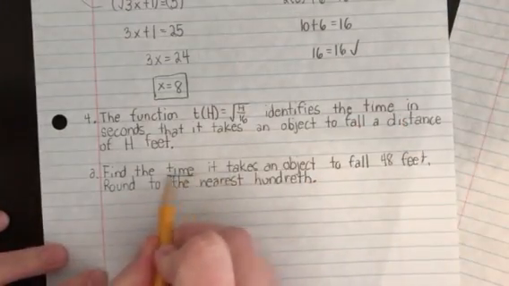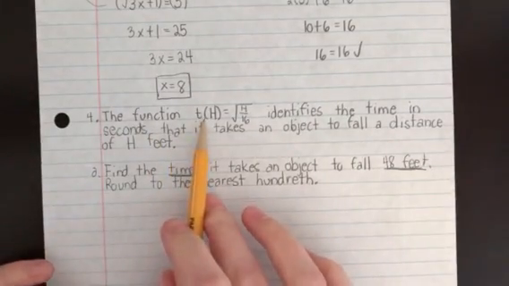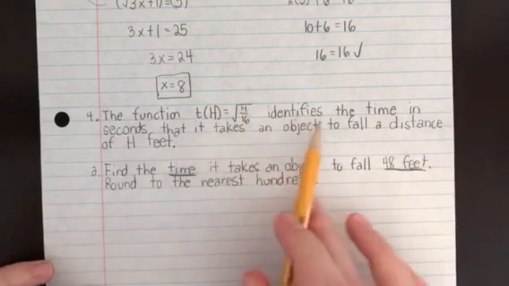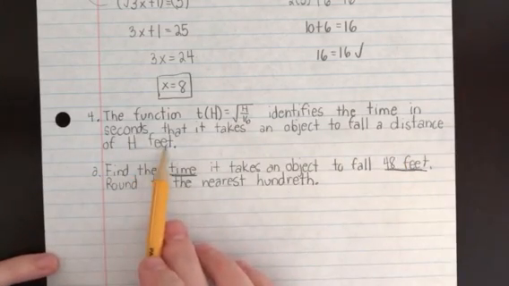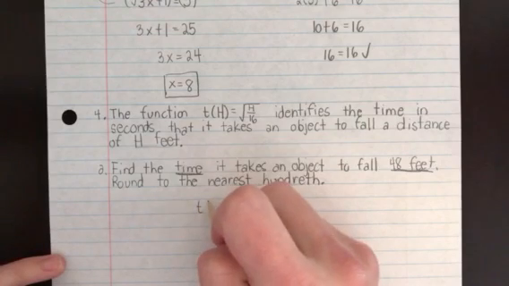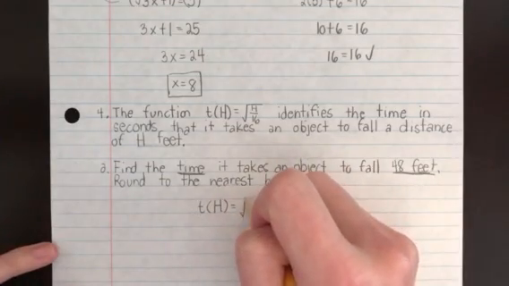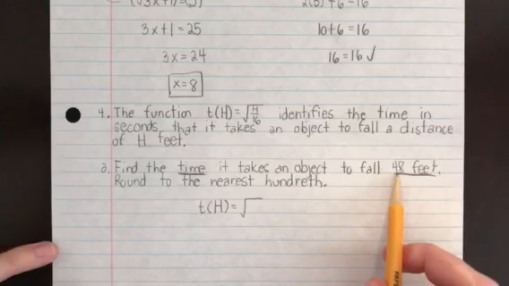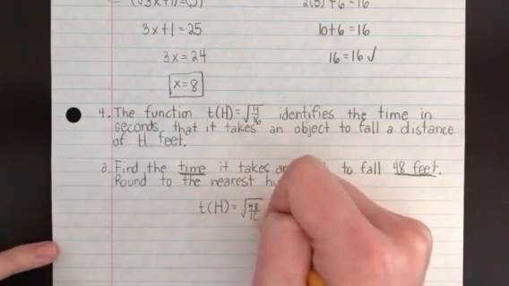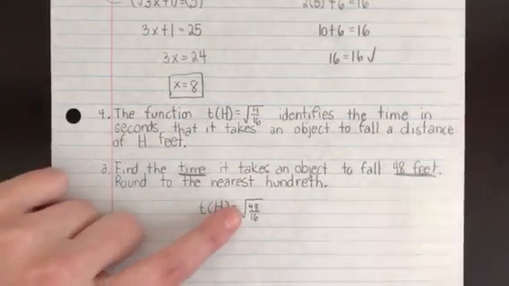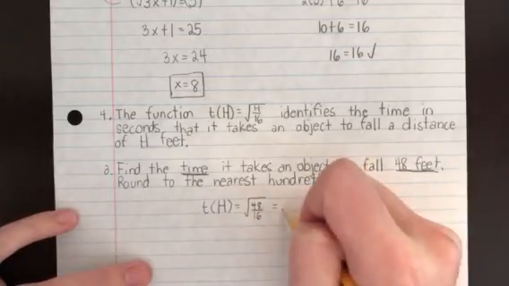Find the time it takes an object to fall 48 feet. The function t of h equals the square root of h divided by 16 identifies the time in seconds it takes an object to fall a distance of h feet. So h represents the feet, and t of h represents time. The distance they're giving us, the h, is 48. So 48 divided by 16, and then you take the square root of that. 48 divided by 16 is 3.